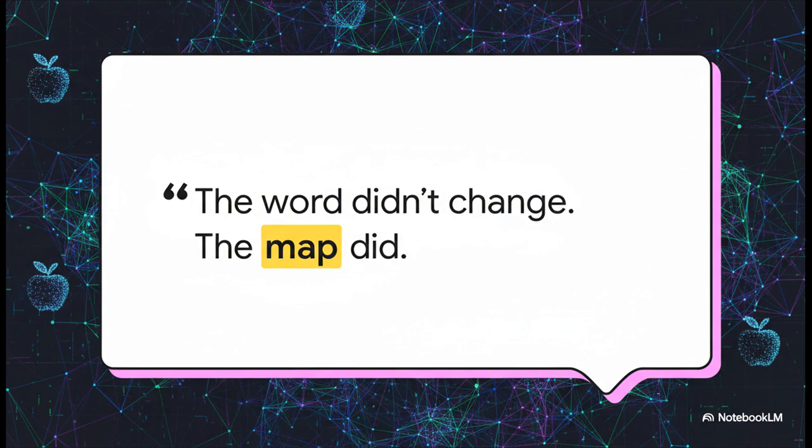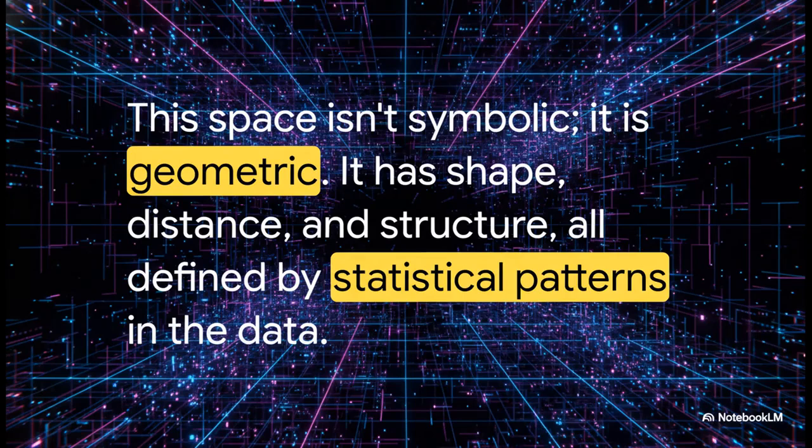And this really is the whole idea right here. The word Apple didn't change at all. The map did. The entire geometric structure of the model's world was completely redrawn, just by changing the data it was built on. This is why we have to be so precise with our language. This space is not symbolic, it is geometric. It has a real shape, it has measurable distances, and a structure that is defined purely by statistics.